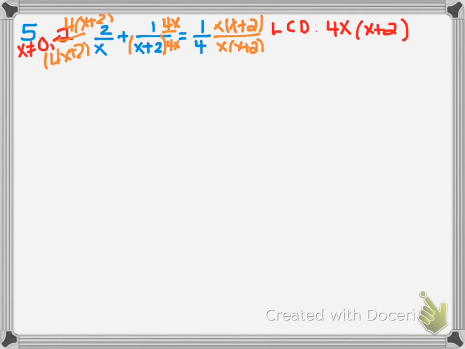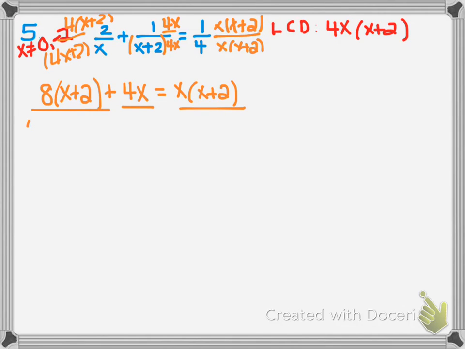Okay, so let's rewrite all this because it's going to start to look messy. Because I have a 2 already here in the numerator and I need that 4, that 4 is in front, I have 8x plus 2 plus 4x, because it's 4x times 1, equal to 1 times, so it's x times x plus 2. So, all of these fractions are all over the LCD.